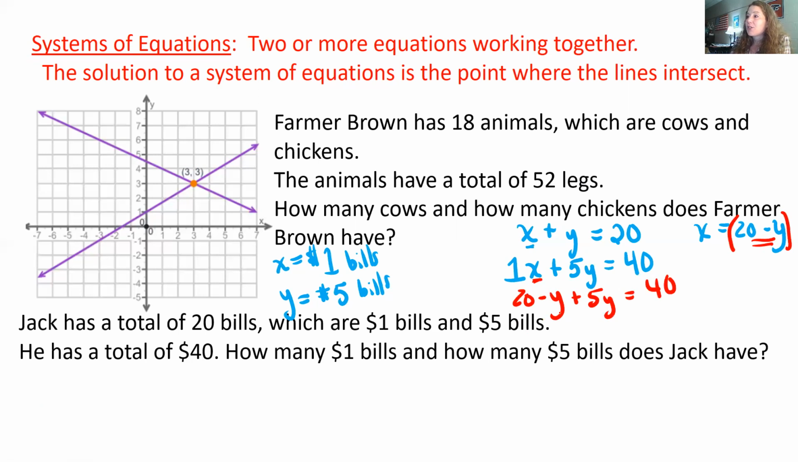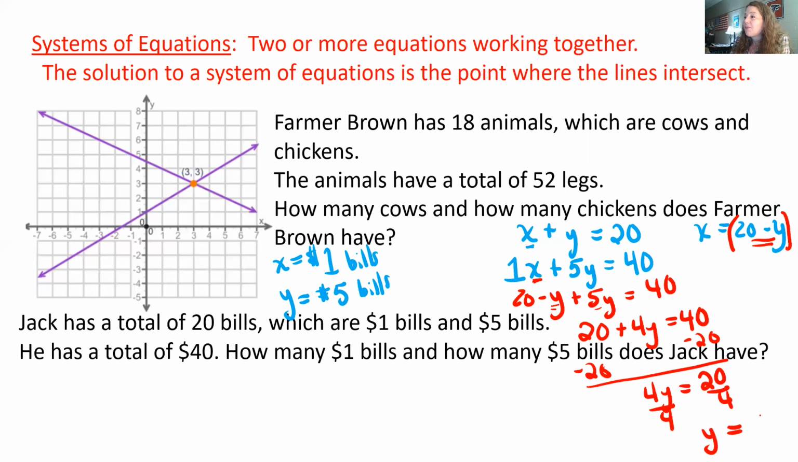So now I'm going to combine like terms. I have negative 1y plus 5y. So negative 1 plus 5 is 4y, positive 4y. So I want to solve for y. So I would subtract 20 from both sides. So I would bring down my 4y equals 20, divide both sides by 4, and that tells me that y equals 5. Well, what is y? Y is the number of $5 bills. So I have 5 of those, 5 $5 bills.